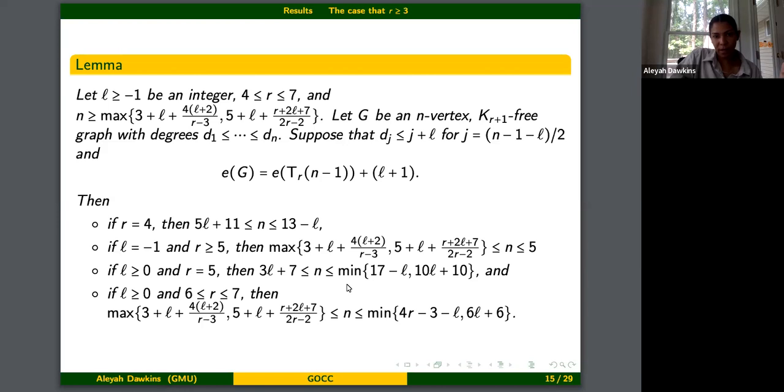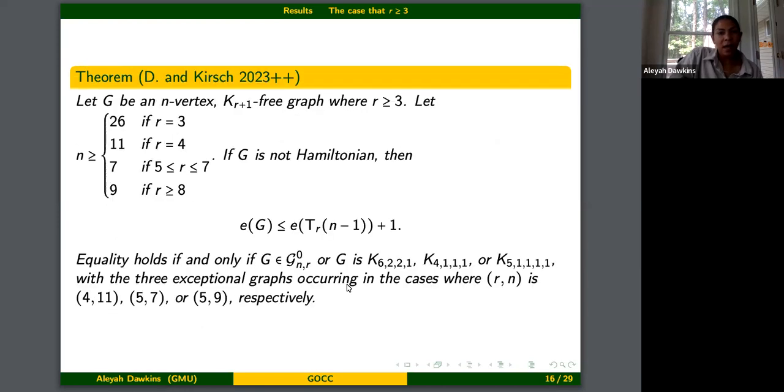So with the theorem and with the lemma, I'm able to plug in the value L equals 0, which corresponds to being not Hamiltonian, and get this result here. So what I precisely showed was that if G is K_{r+1}-free and not Hamiltonian, then the number of edges in G is at most the number of edges in the Turán graph on n minus 1 vertices plus 1. And then equality is going to hold if and only if G is either in that family, or G is K6,222, K4,111, or K5,1111.